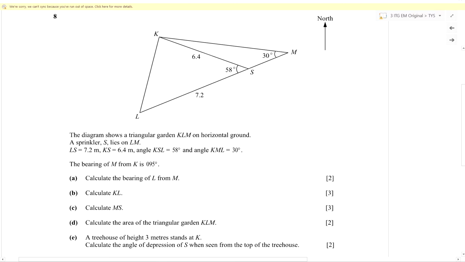Bearing of L from M is 245 degrees. KL is 6.63 meters. Okay, for KL you'll be using your cosine rule. Here you'll be using your sine rule. Other methods will probably be longer, not that it is impossible.